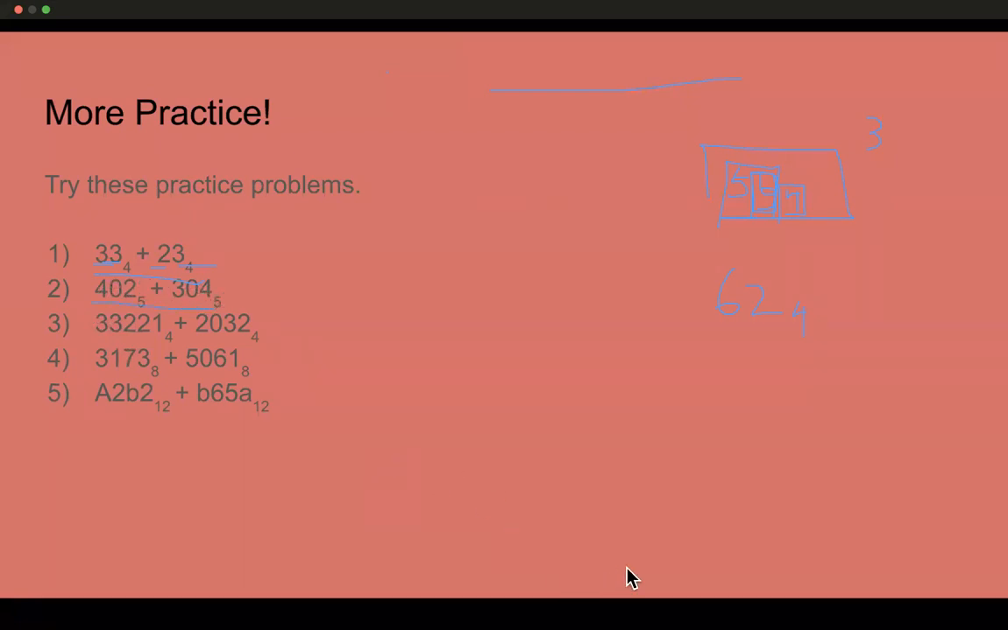What is 402 in base 5 plus 304 in base 5?